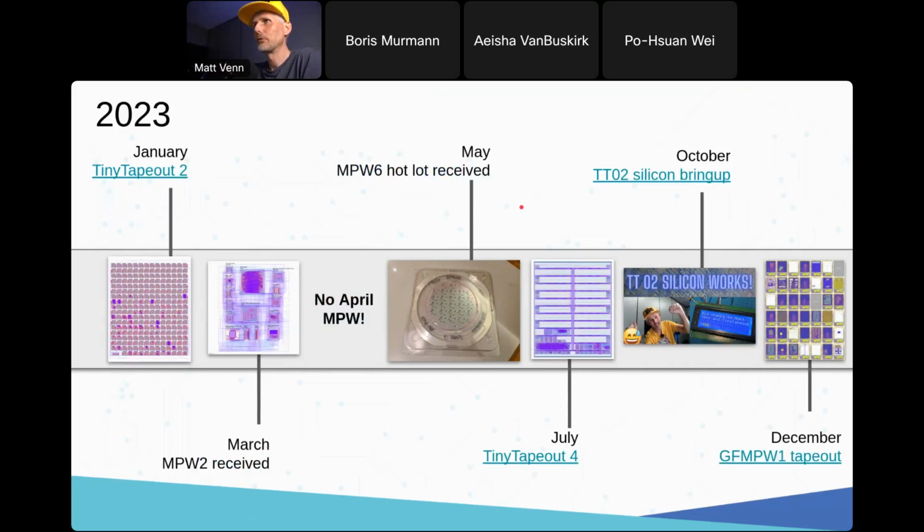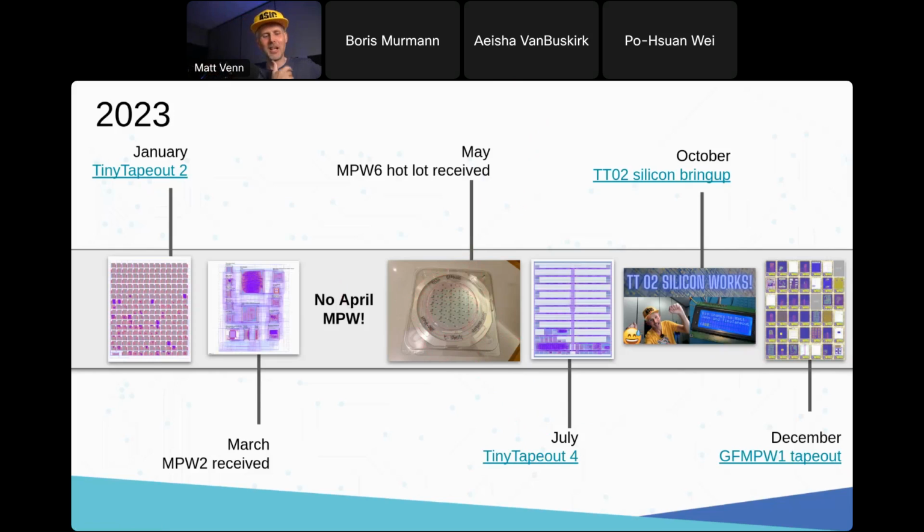MPW6, we got a hot lot received in May. That was to try to fix the issues that were found in MPW 1, 2, 3, 4, and 5. And at that point, everything started working as expected. We did Tiny Tapeout 4 in July, and we did a live public silicon bring up in October, which was crazy.